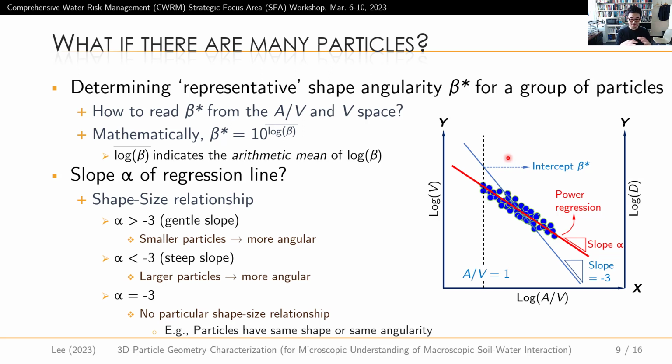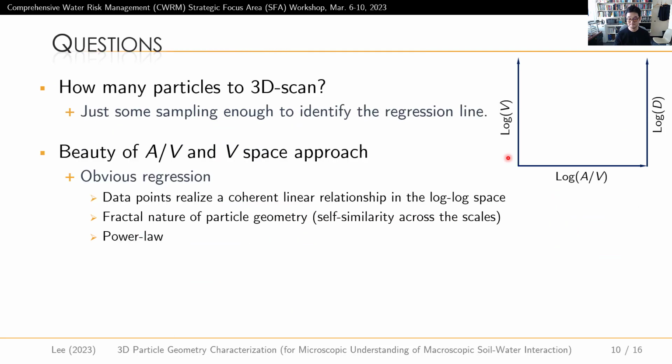For example, if all the particles that I have are spherical, there's no particular shape-size relationship, because whatever size you pick, those are spheres, right? So that means there is no particular dependency on the size. In a broader sense, if all particles have the same angularity, that also indicates there is no particular shape-size relationship. If we plot the regression line, the slope will be -3, right?